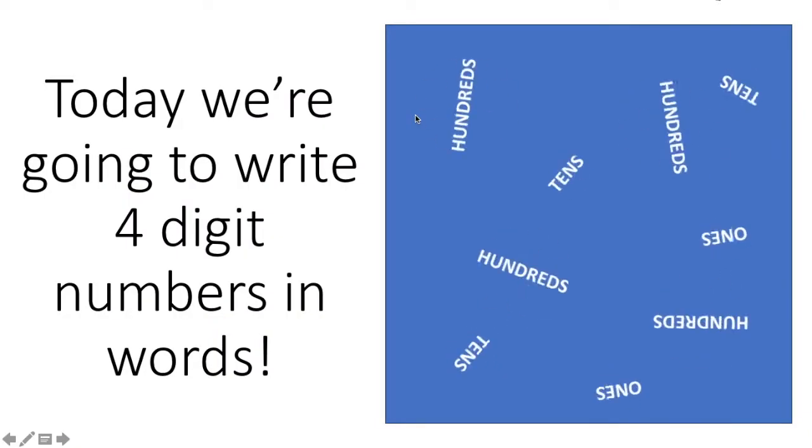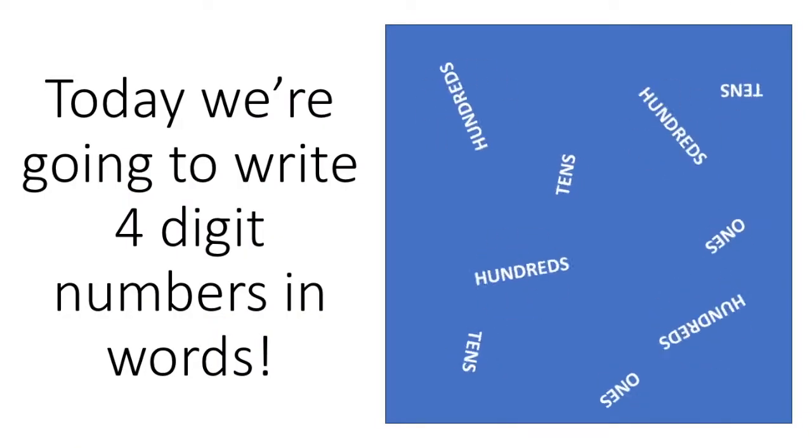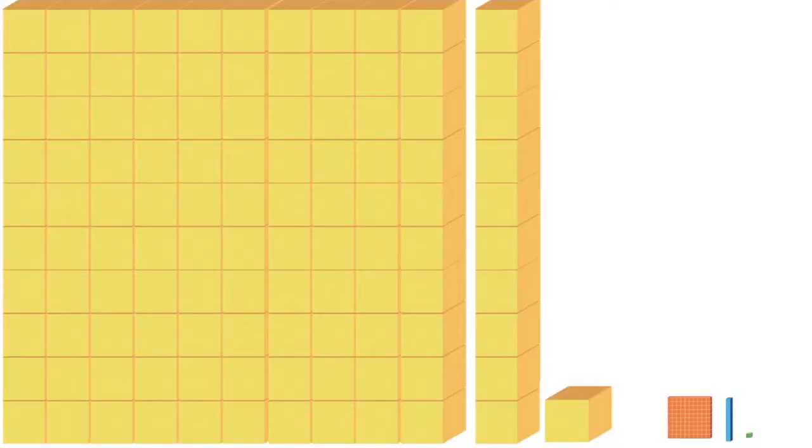Today, we're going to write 4-digit numbers in words. We talked yesterday about what the numbers look like when they get to the bigger place values. And one of the things that we noticed is that the models start to repeat. We have the ones, tens, hundreds, and then we have the 1,000s, 10,000s, 100,000s.